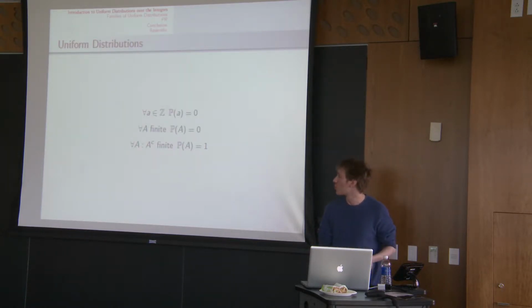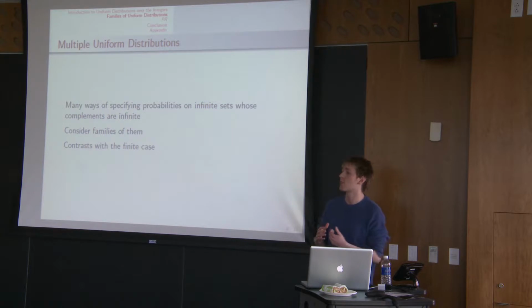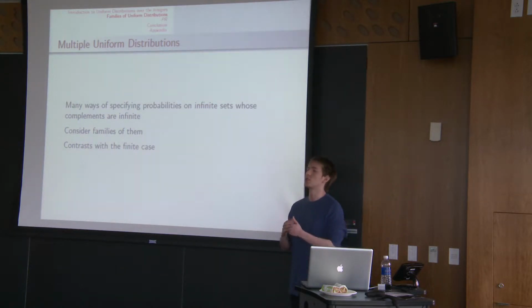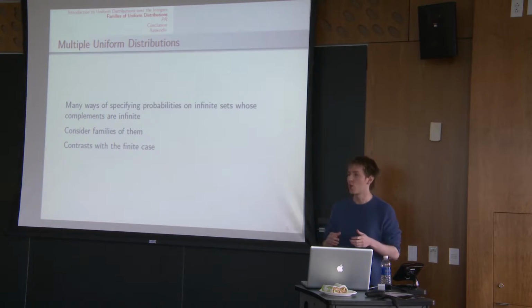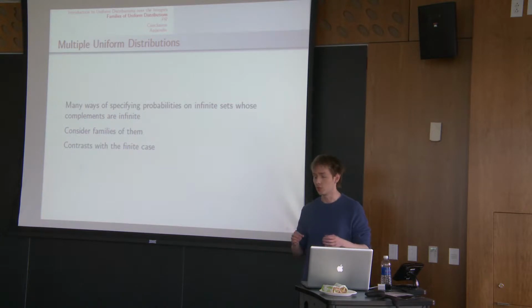So this is going to imply by finite additivity that every finite set has probability 0. And that is going to imply by finite additivity that every cofinite set has probability 1. And that leaves undetermined infinite sets whose complements are also infinite. And it turns out that there are many ways of specifying probabilities on infinite sets whose complements are also infinite. And so we're going to consider families of uniform distributions. And of course, that's in contrast to the finite or bounded case where we would just take 1 over the number of points for the probability of each point.